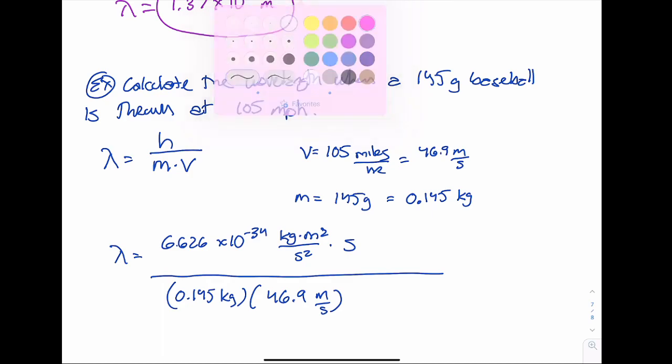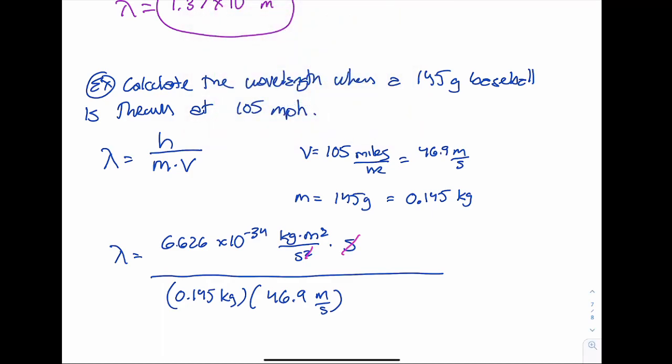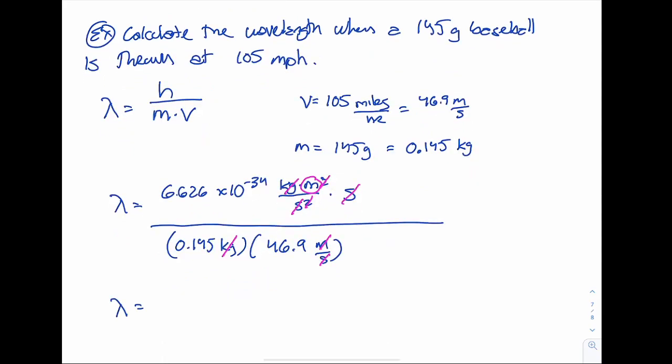And then again, just double checking units. This second cancels one of those. This is my other second. Meter cancels one of those meters, and then kilograms. I'm left with meters for my unit. So calculator. And I got 9.74 times 10 to the negative 35th meters as my answer.